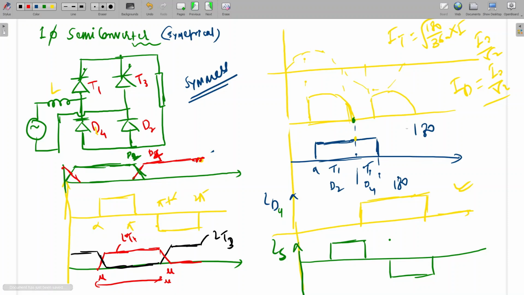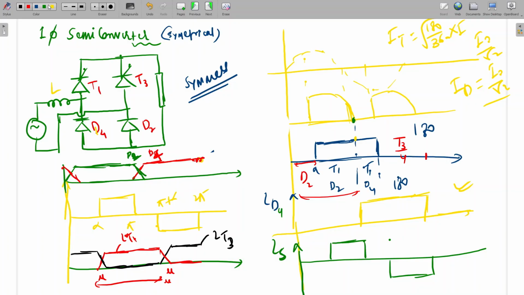T1, D4, we are here, which will conduct? This side: T1, D4, T1, D2, T1, D4, and T3, D4. If you see here, D4 is conducting here to here, and D2 is conducting here to here. Here also D2 will conduct. So D2 is conducting for 180 degrees, and D4 is also conducting for 180 degrees.